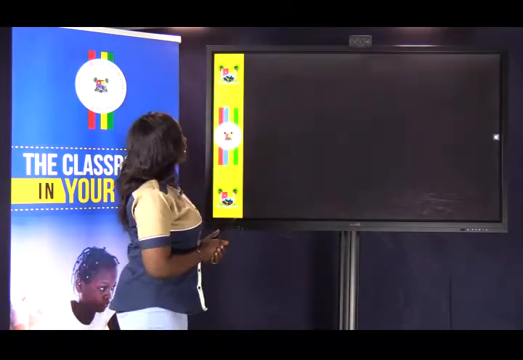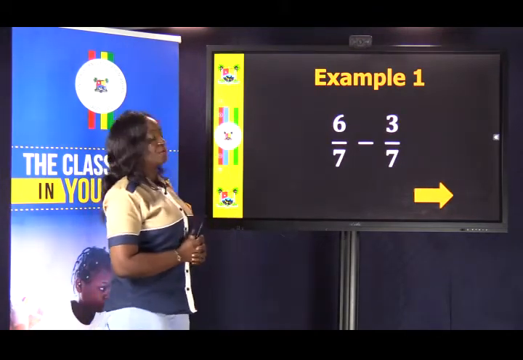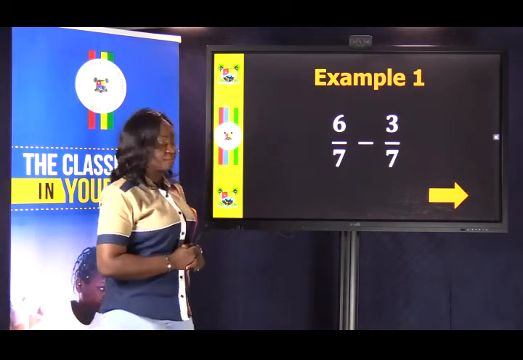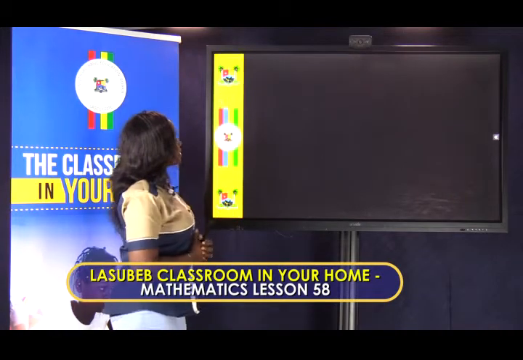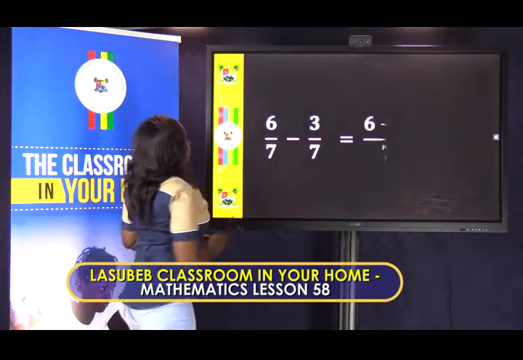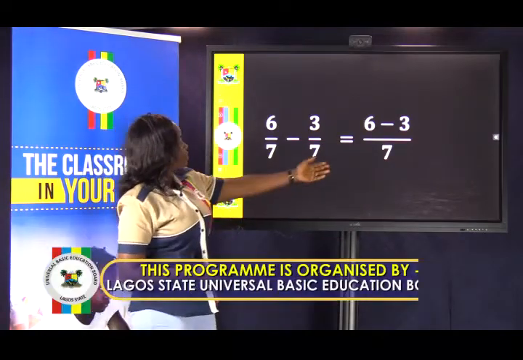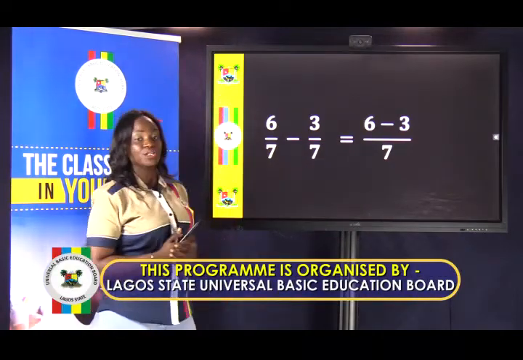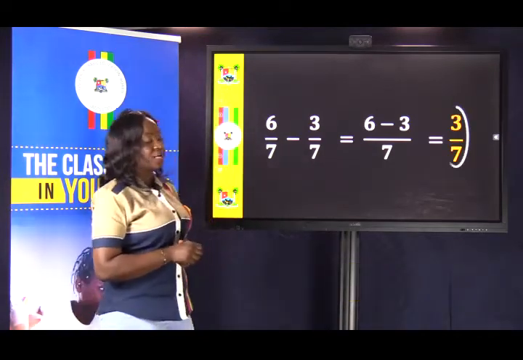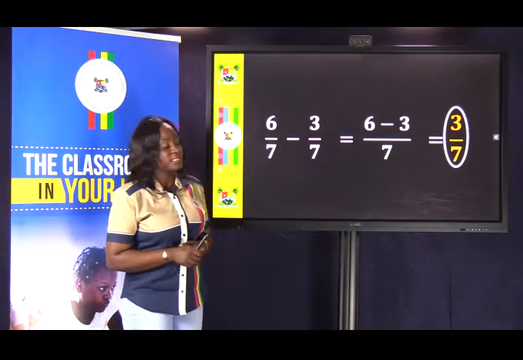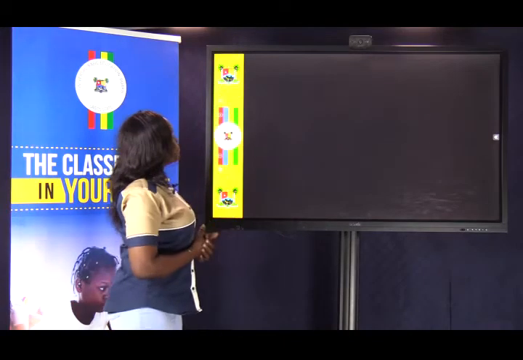So let's see what we have. Example 1, 6/7 minus 3/7. Let's see how to go about it. You draw your dividing line. You pick one of the 2 common denominators. I've chosen my 7. Then you subtract your numerators. 6 take away 3, we have 3/7. That's 3/7. Let's move on.